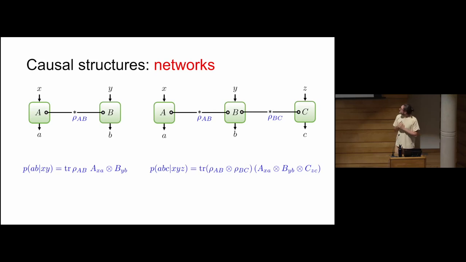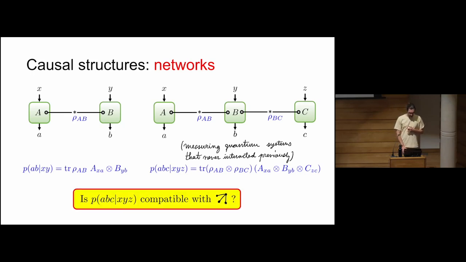More formally, I can have a distribution P(ABC|XYZ), and I can ask, similarly to the standard Bell scenario, if there exist measurements A, B, C, and states rho_AB, rho_BC, such that you can simulate your correlations with Born's rule. Some intuition about what this can mean is maybe measuring some systems that never interacted in the past. This in the yellow box is the main question that I want to answer.